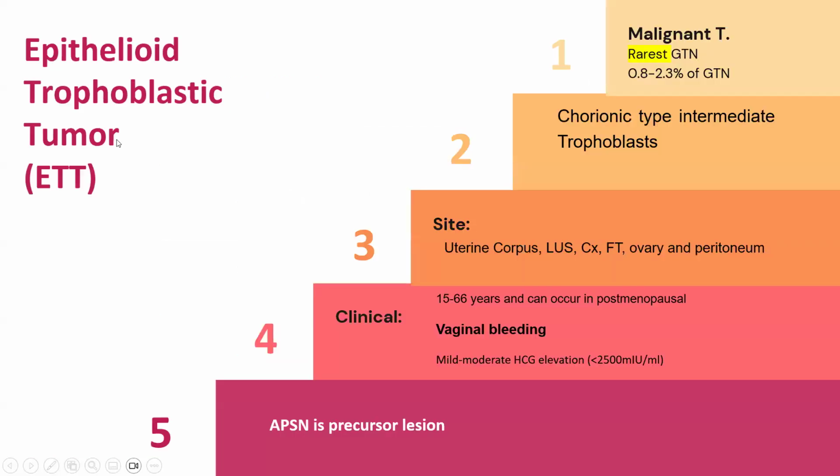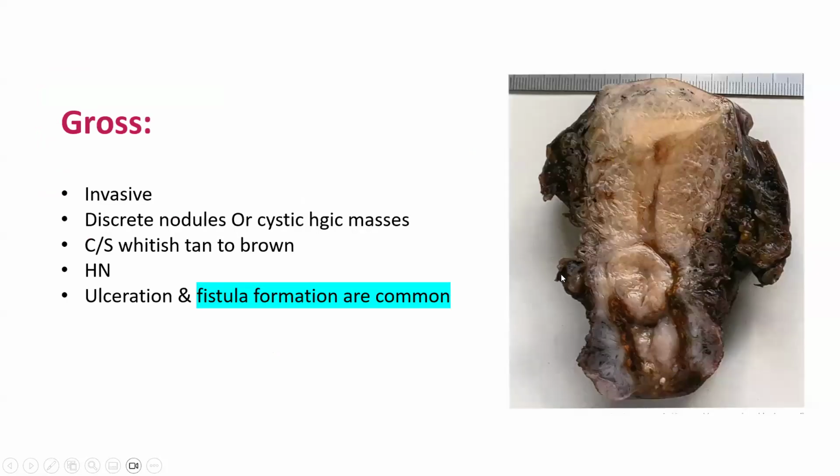So what's the epithelioid trophoblastic tumor? That's the rarest GTN. It's formed of chorionic-type intermediate trophoblasts. Remember when I told you that the type of intermediate trophoblast would have a clinical implication with the immunohistochemistry. I will tell you in a second. Okay, it can occur in the uterus, the cervix, the fallopian tube, ovaries, or the peritoneum. It presents with vaginal bleeding almost always, but the HCG elevation is mild or moderate. Do not forget that the atypical placental site nodule is considered a precursor lesion.